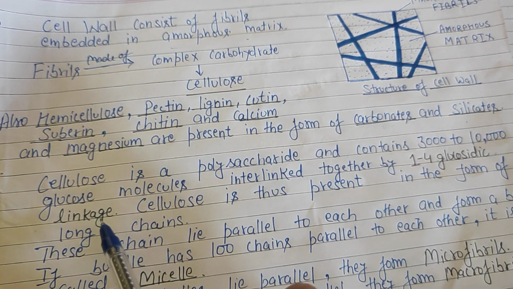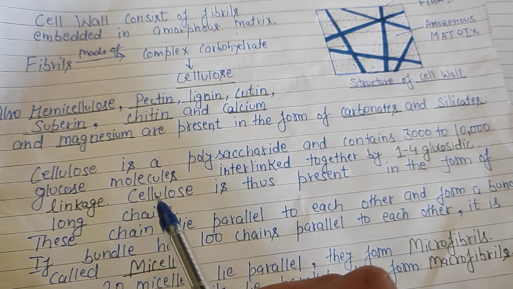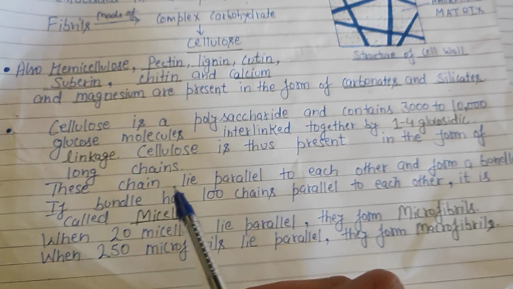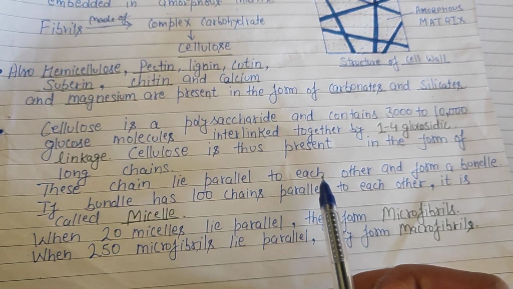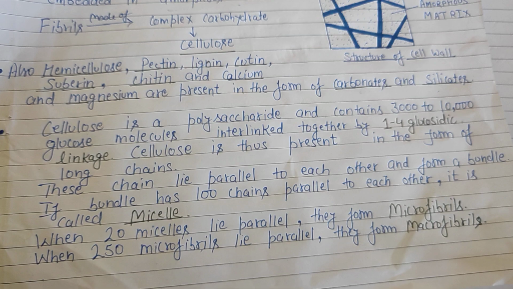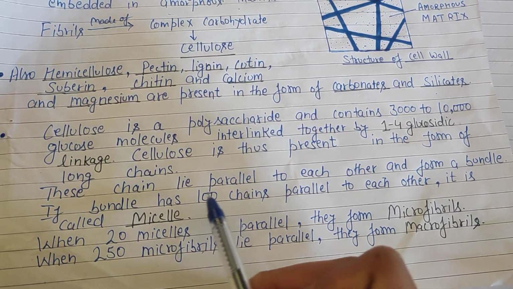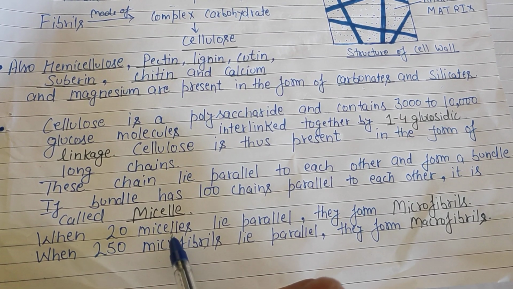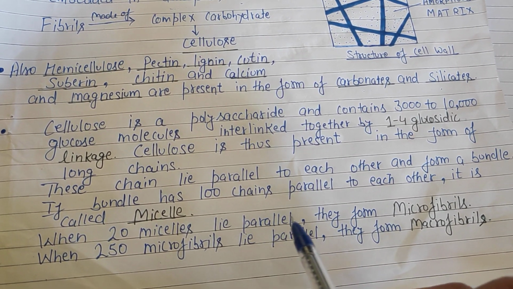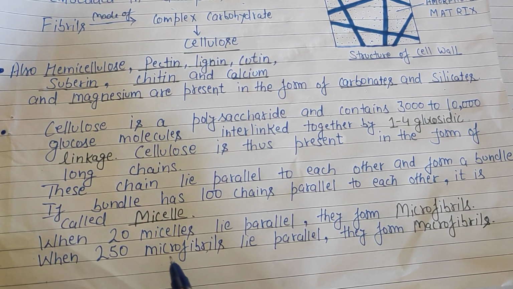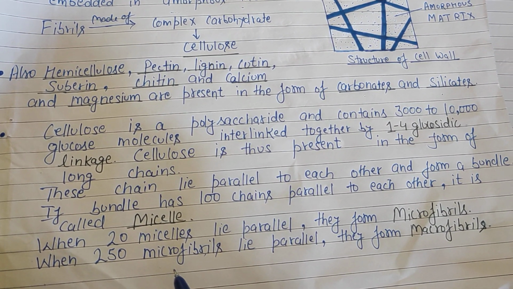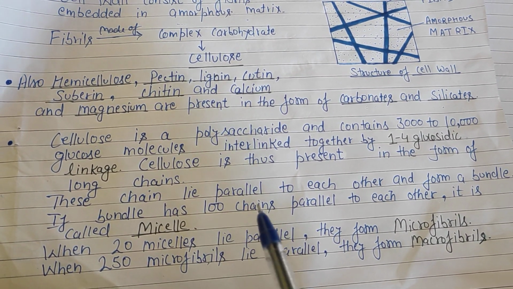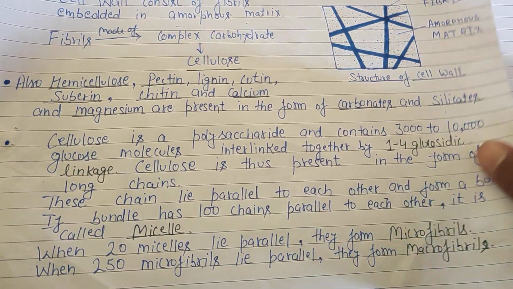Cellulose is thus present as a long chain of glucose molecules, and these chains lie parallel to each other and form a bundle. When a bundle consists of about 100 such parallel chains, they form a micelle, and when 20 micelles are stacked parallel, they form a microfibril. When 250 microfibrils lie parallel, they form a macrofibril. A macrofibril is a very large bundle, and hemicellulose is present between the macrofibrils.